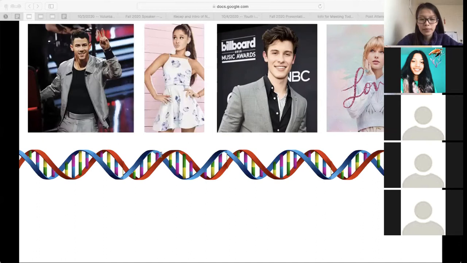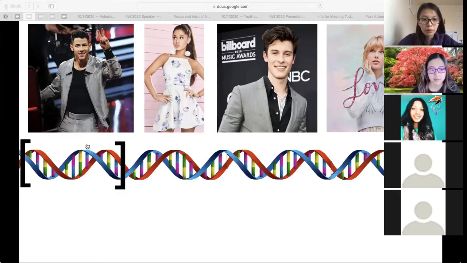So all of us, including all the celebrities we see here, have something inside of us called DNA, which stands for deoxyribonucleic acid. And it basically determines what we look like, and it makes us different from everyone else. So we're going to look at DNA from one of the celebrities above, and you guys will tell us who this DNA belongs to.